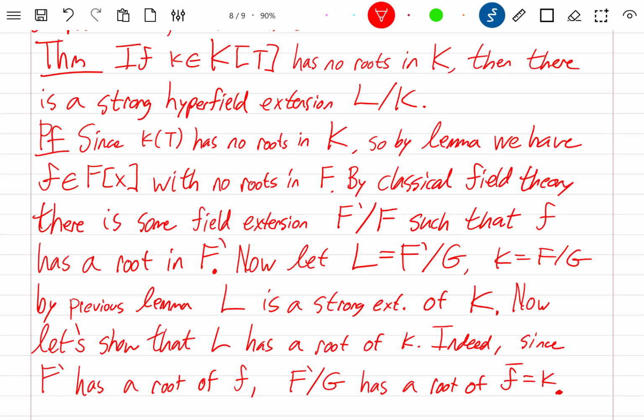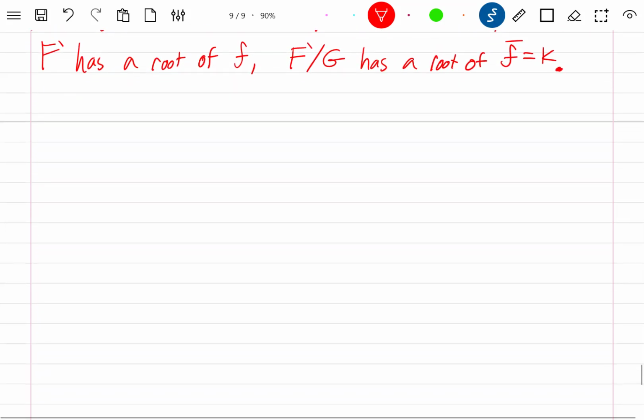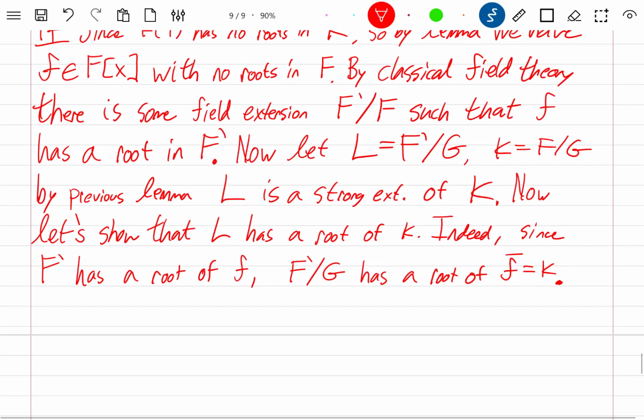We have constructed our strong extension L that has a root to this polynomial k, where k had no roots to begin with. And this is a strong extension, which, since strong extensions are also weak, is the best we can ask for. Well, this isn't the best we can ask for, because here is, perhaps I'll do the open problem first.